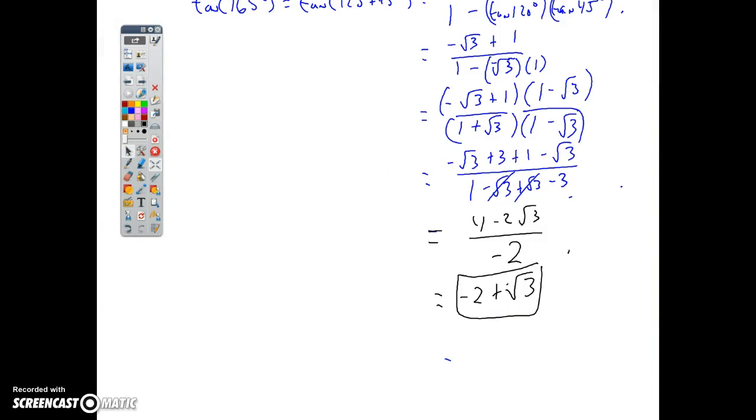This is the first problem on 4-6. Closing this in 4, 3, 2, 1, pause.